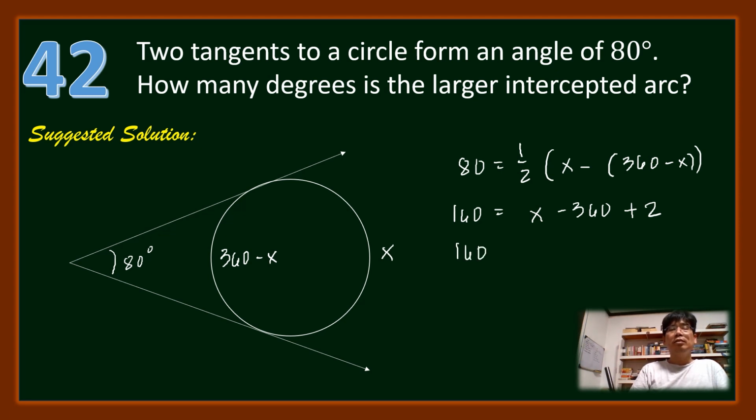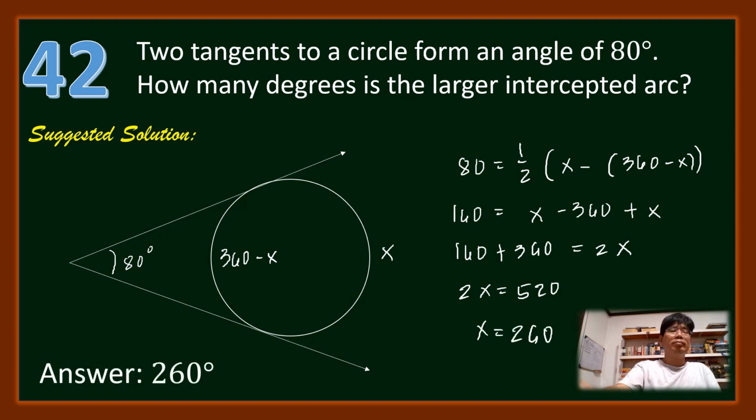160 plus 360, adding 360 to both sides of the equation. Then x plus x is equal to 2x. Then 2x is equal to 520. Dividing both sides by 2, we have 260 degrees.